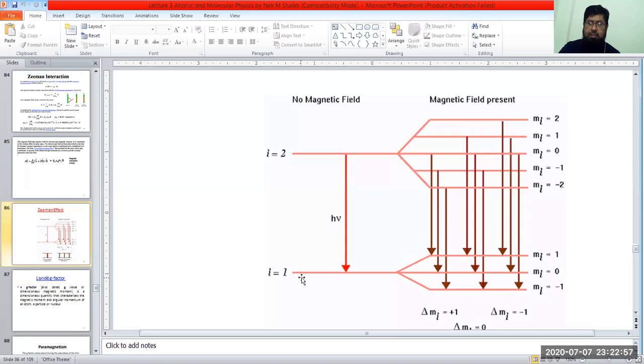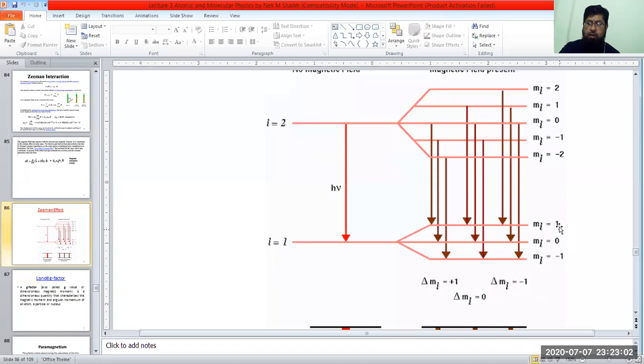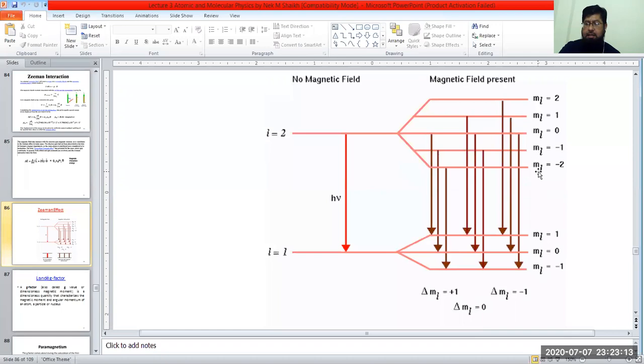This is ML, which is minus 1, 0 and plus 1. So this is three levels. Similarly for this L, when the magnetic field is switched on, this ML is distributed into five levels. Because this L is equal to 2, therefore ML has five values: plus 2, plus 1, 0, minus 1, minus 2. So this is the splitting in the energy level of L is equal to 2 in the presence of the magnetic field. As a resultant, the magnetic field removes the degeneracy in the energy level.